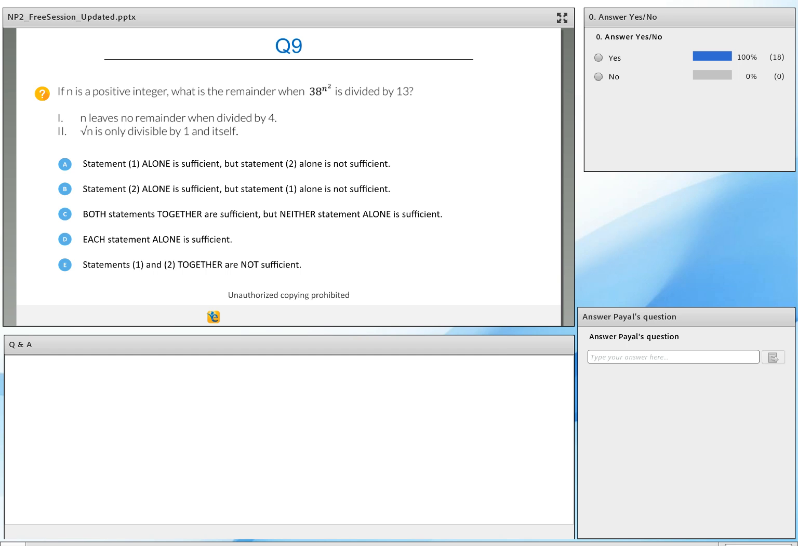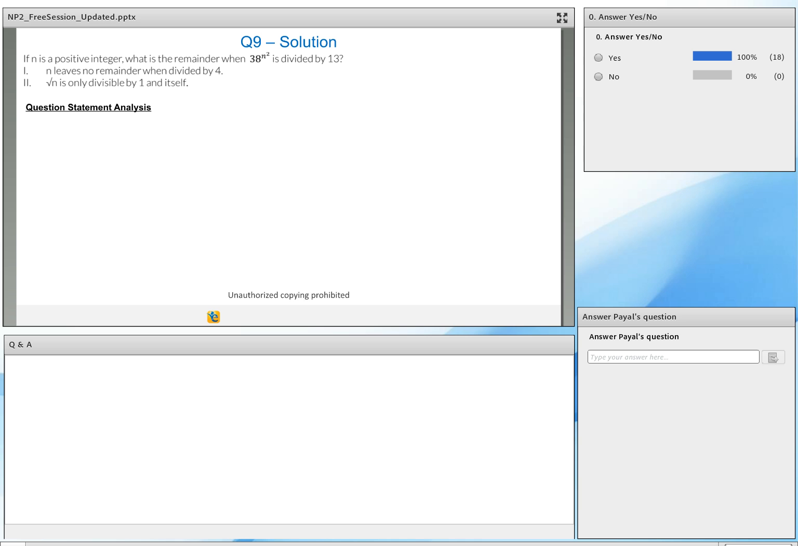And again, if you faltered in statement number 2, that's because we haven't really talked about prime numbers a whole lot in this session. Now, had you been given that kind of information, you would have been able to solve statement number 2 properly as well. So enough of that. Let's go through the solution. Okay. So question statement analysis, that's the key to this question here.